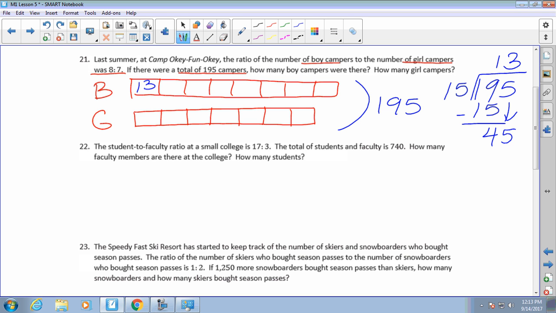Now, if you have a bunch of boxes, as long as you have the understanding that each unit is worth the same amount, you don't have to go crazy with doing this part of it, just as long as you recognize that. All right, so now, am I done? Kids are shaking their head no. What else do I need to do, Casey?